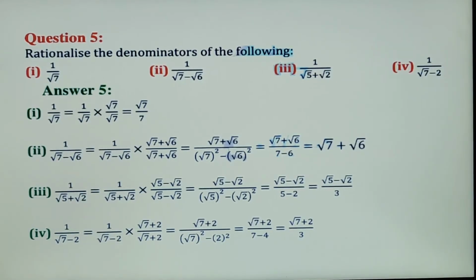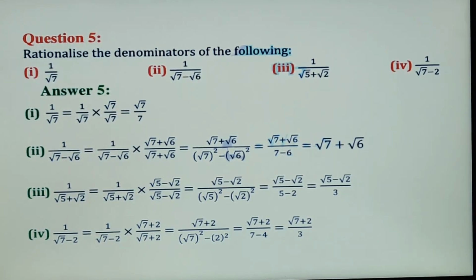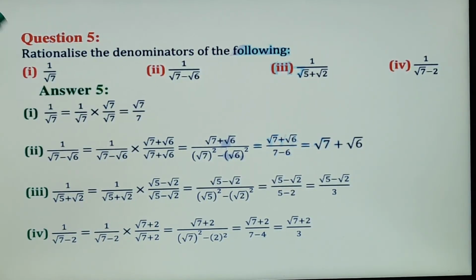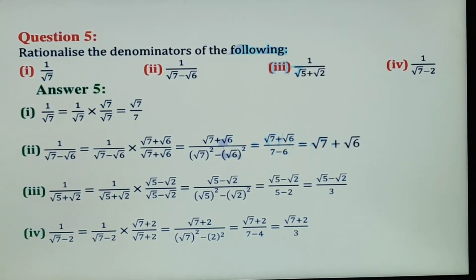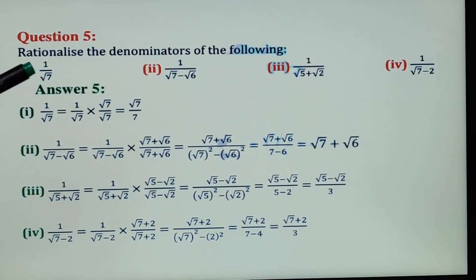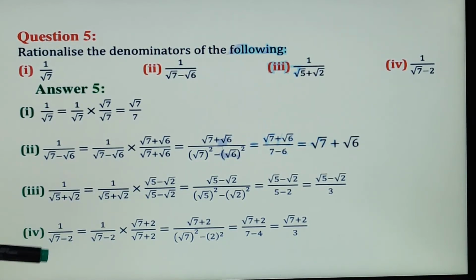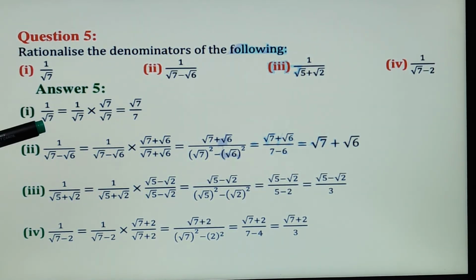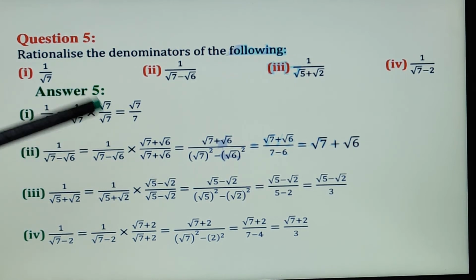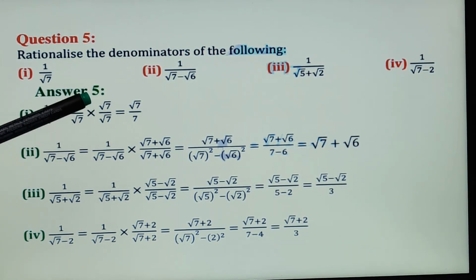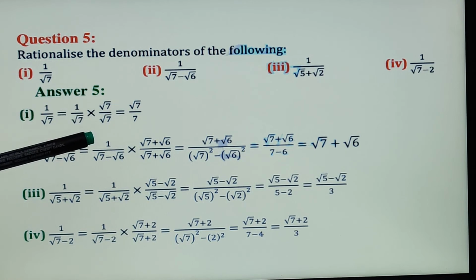So now question number 5. Rationalize the denominator. All this kind of question we have done in our previous videos also, in our Zoom class also, and now I am showing you the solution for all 4 parts of question number 5. So first we need to rationalize 1 by root 7. First we need to identify the rationalizing factor. We know that for root 7, the rationalizing factor is root 7 only. So root 7 will be multiplied in numerator and denominator as well.